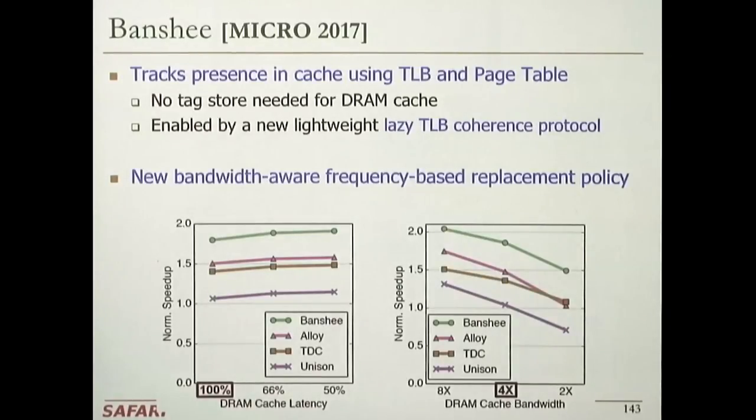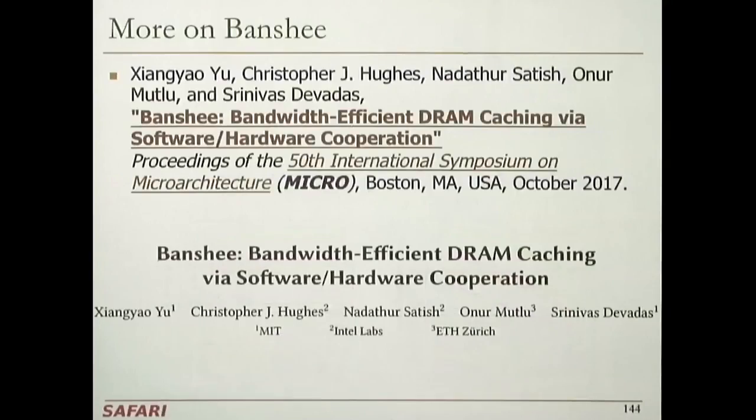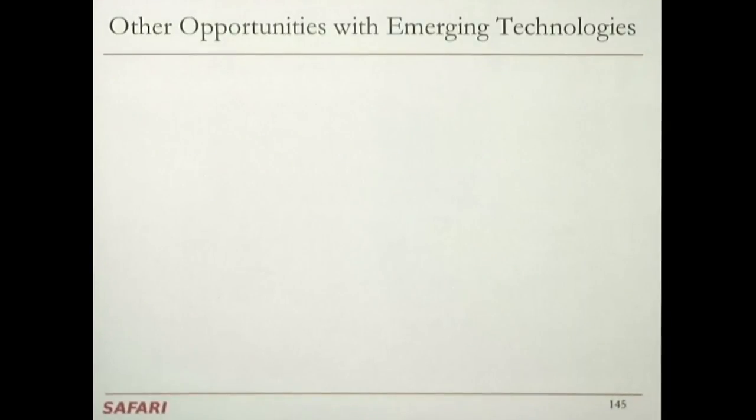OK, and there is some more in the paper. But basically, this is the state of the art right now. This is the speedup that you get compared to some other DRAM cache management mechanisms. And again, this is also the speedup by varying the DRAM cache bandwidth and latency.